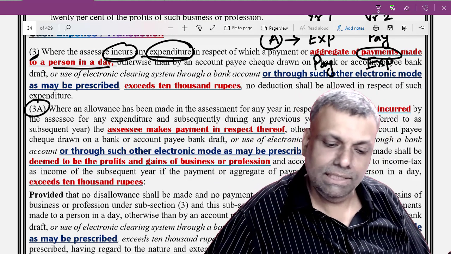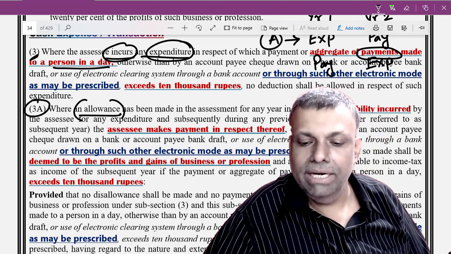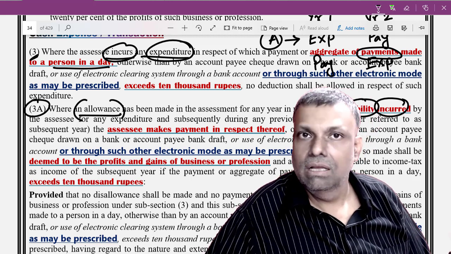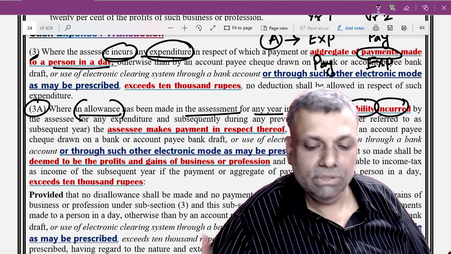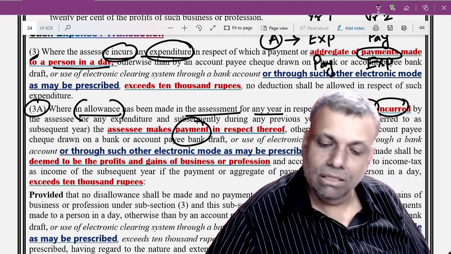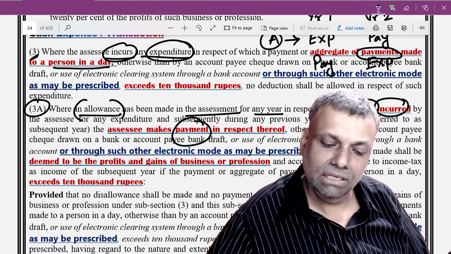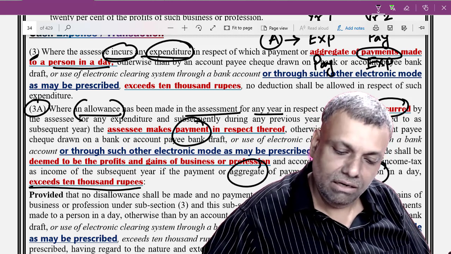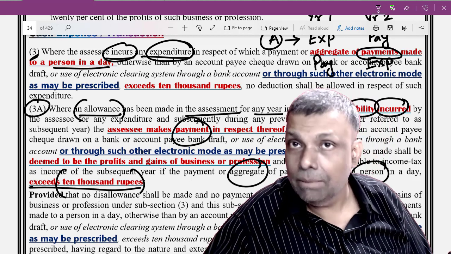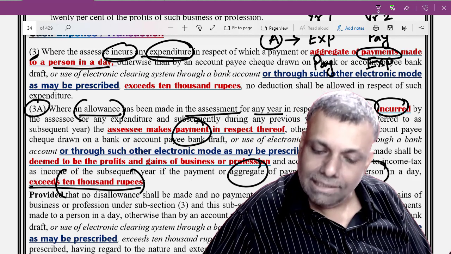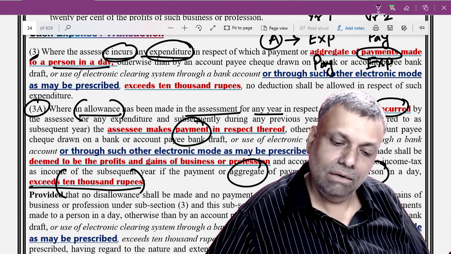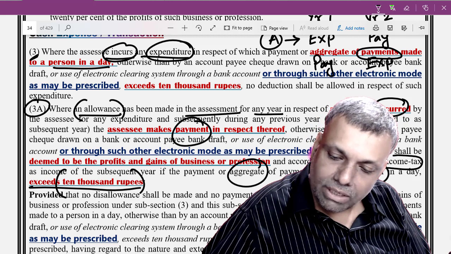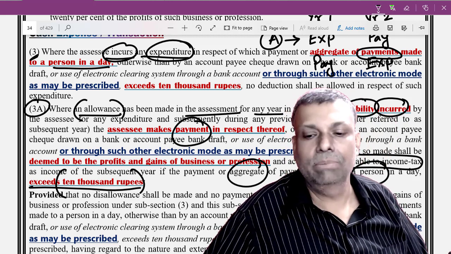This clause 3A says that where any allowance has already been made in any assessment year for which the liability has been incurred, and now you are making the payment otherwise than by these banking channels, that means logically it is a cash transaction, and the aggregate payment to a person in a day exceeds 10,000 rupees, then in that particular year there will be a disallowance. But technically the law does not say there will be a disallowance, the law says it will be chargeable to income tax. That means it will be a deemed income of that particular assessee.